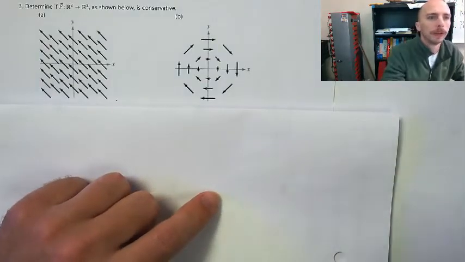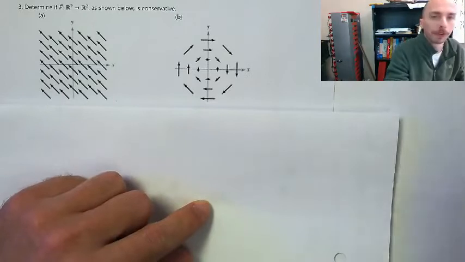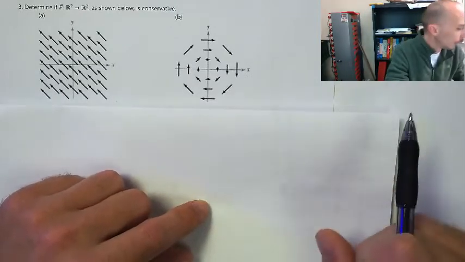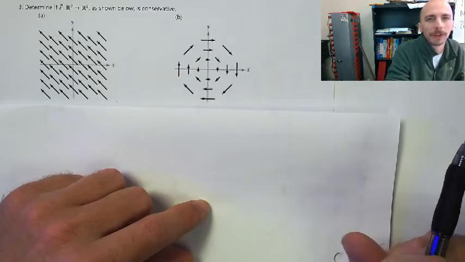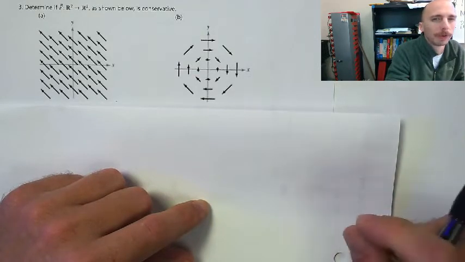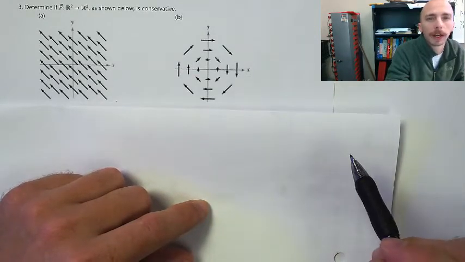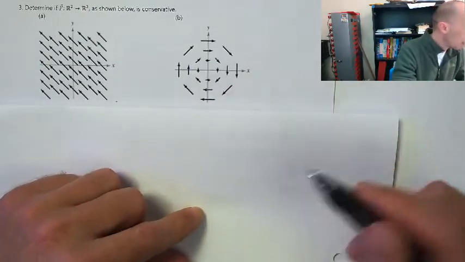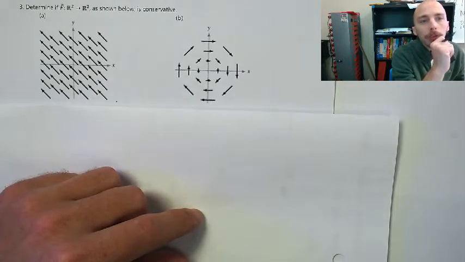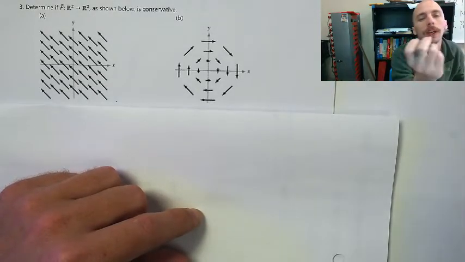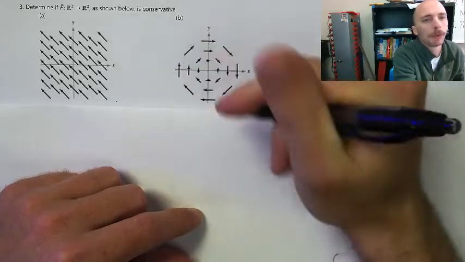Okay. The next one is determine if this vector field is conservative, looking at a picture of it. I think it's not always so easy to tell if it's conservative just from looking at a picture of it. It's pretty easy to tell when it's not conservative, and that's going to be this one. Because if we can draw a closed loop over which the path integral is clearly non-zero, then we know it's not conservative, because then we could do the fundamental theorem of path integrals on that closed loop and it would come back 0.